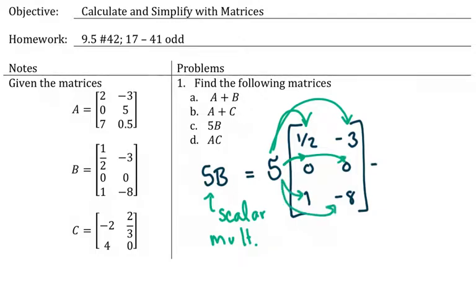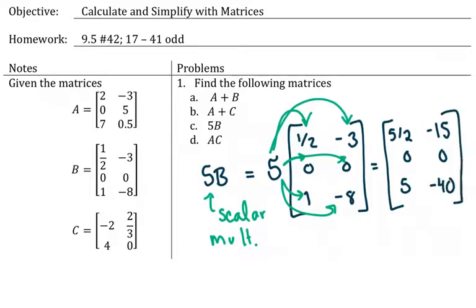And so then the next one is just every number is going to be, in this case, 5 times bigger, or whatever number, k times bigger. It works with negatives, it works with fractions. So then here we've got 5 over 2, negative 15, 0, 0, 5, and negative 40. So scalar multiplication, again, working pretty much the way you think it should.